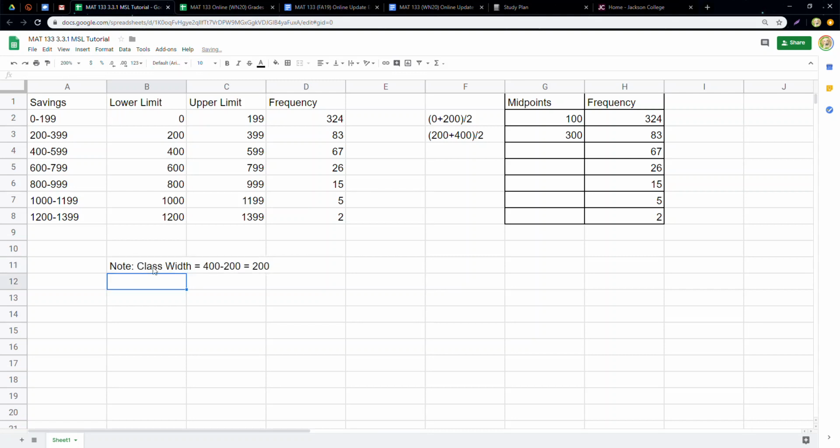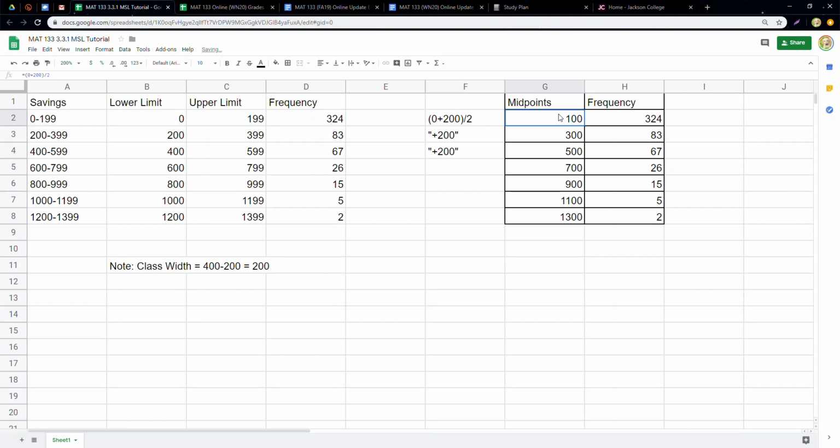Now I can use that fact to find this number instead. So instead of doing 200 plus 400 divided by 2, I could do 100 plus 200 makes 300. Now I could add the class width again: 300 plus 200 makes 500. And then add it again: 700, 900, 1100, and 1300. And I would get the same answers as if I'd done the formula part. So I'm just adding 200 to get to here, then adding 200 to get me to the next one, and so on. I keep adding that width to move my way down the column.